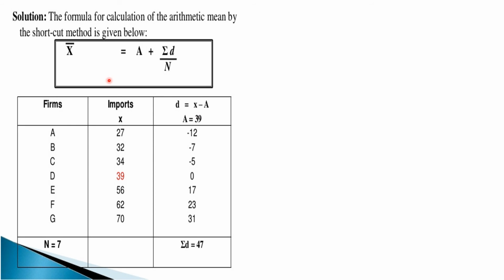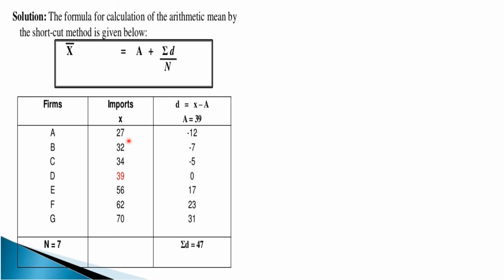We will be using the same formula, that is x bar is equal to a plus sigma d upon n. We place the firm in the first column and the import, which is x. Here the numbers, that is x, are given to us. Now what will we take as a, that is the assumed mean? The mid value of the column x is 39. So 39 we will take here as a.